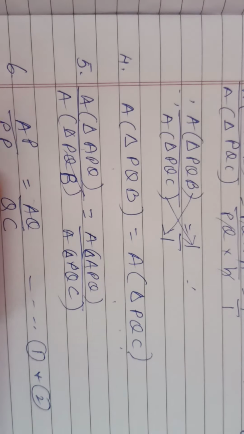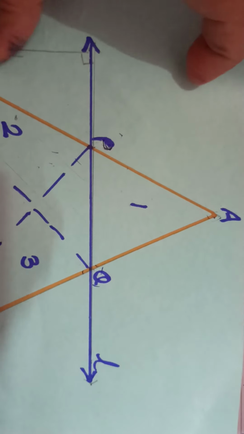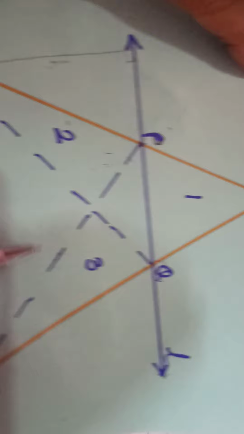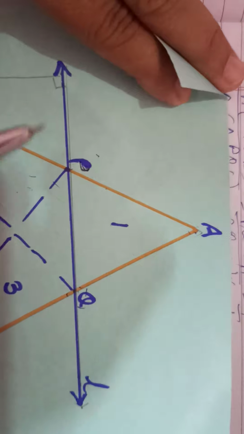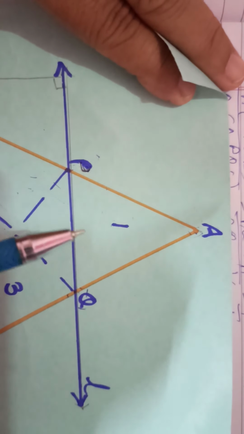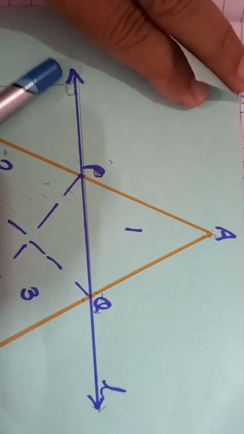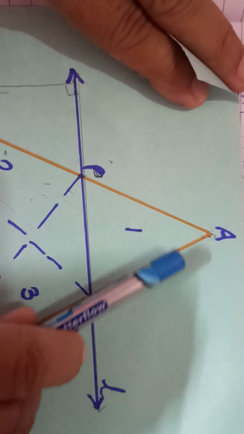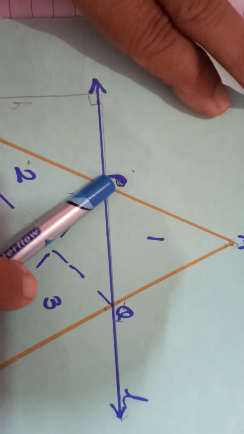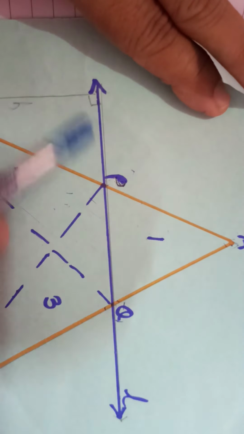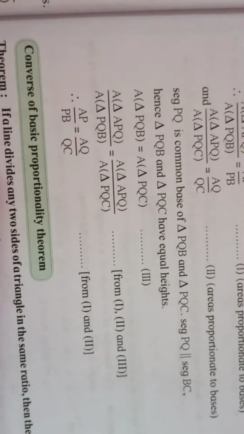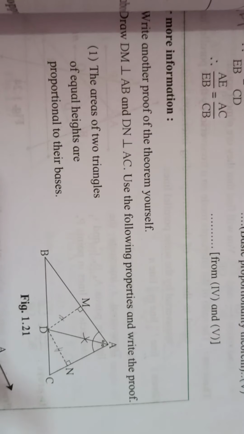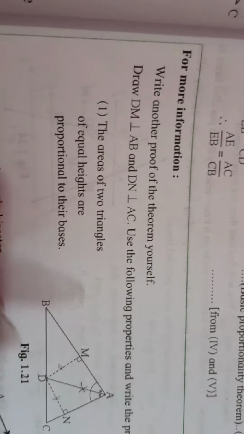So whenever we see a triangle, one of the sides of the triangle is parallel to a line, then we can directly apply the basic proportionality theorem. This line gives AP upon PB and AQ upon QC directly. Now we can consider questions based on this. We will not go to the next theorem, but we will try to solve questions based on this.